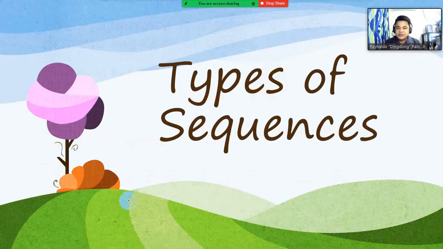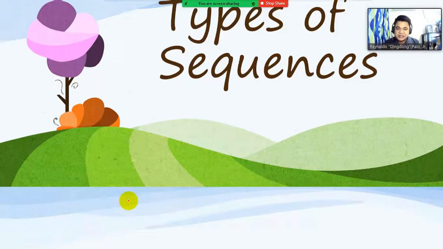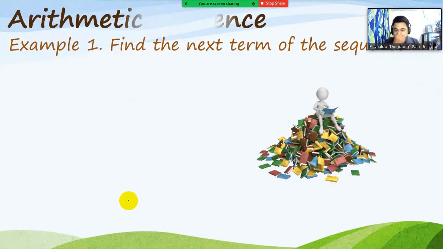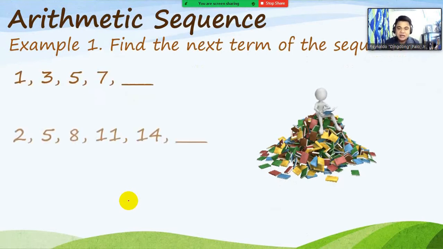Now let's have the different types of sequences. This is just a background. In the coming weeks, we're going to talk about them one by one. The first type of sequence is what we call arithmetic sequence. What is an arithmetic sequence? Let's find out using these examples.